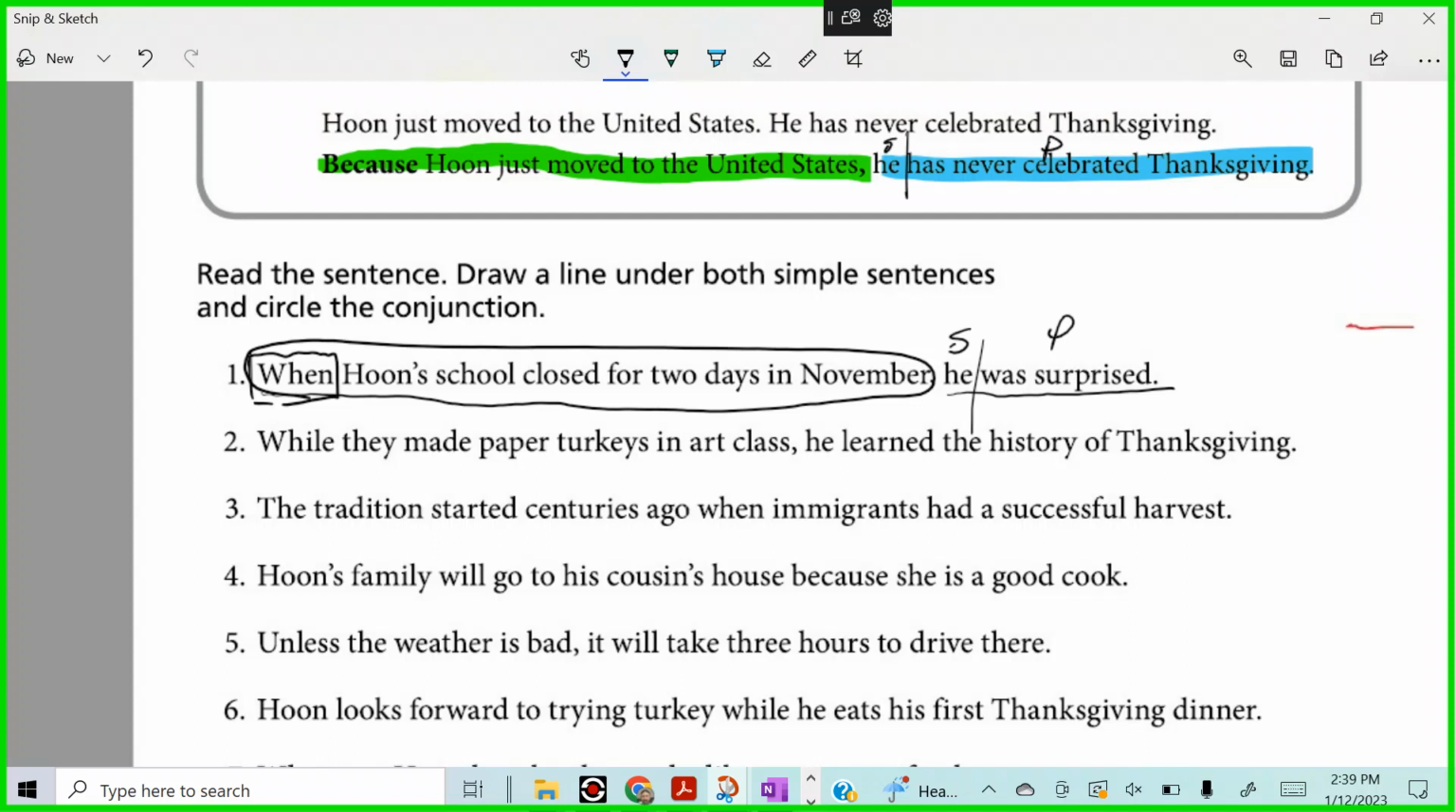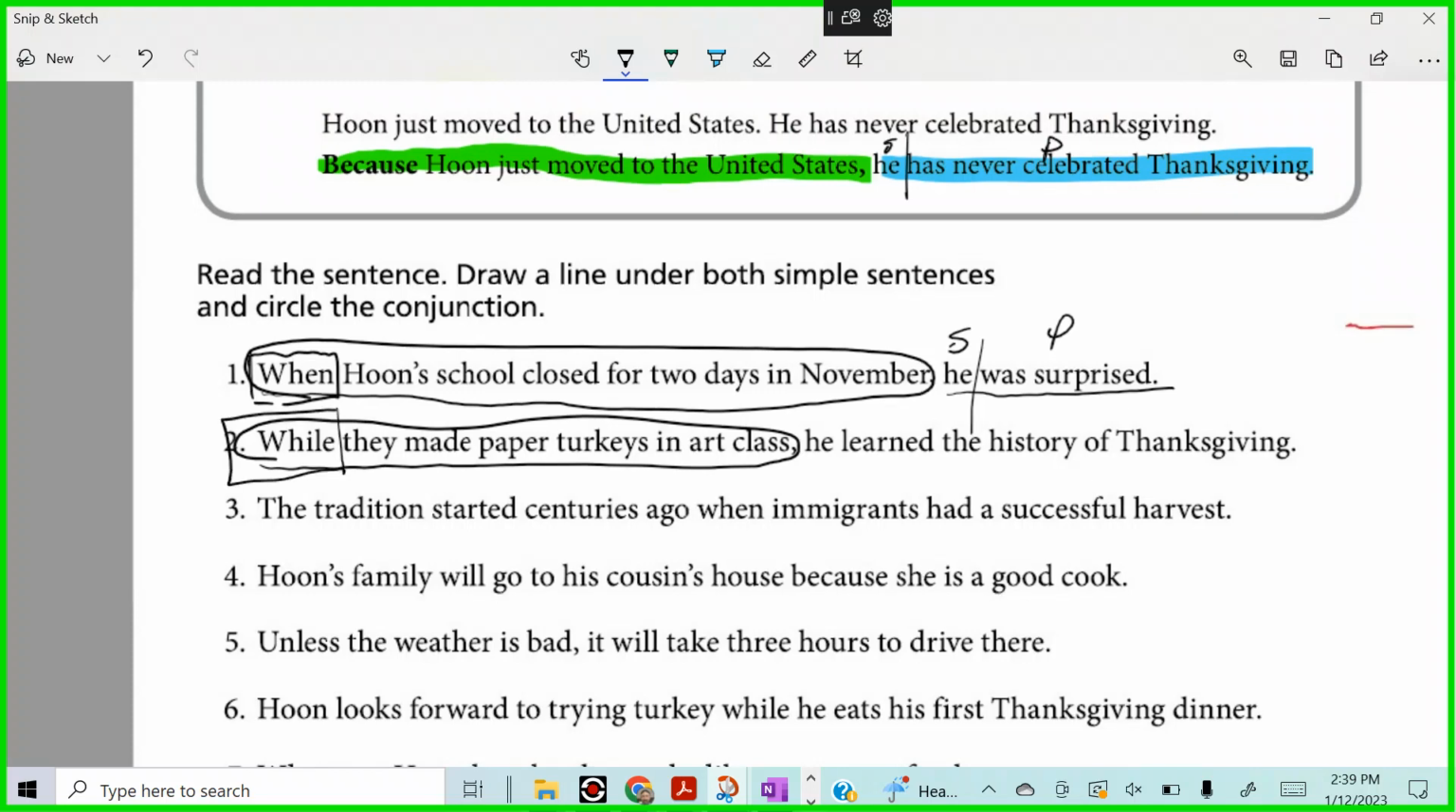Oh, yes. Wow, PJ. Here's what he did. He circled the dependent clause, and that is, while they made paper turkeys in art class. Can that stand alone? No, because it starts with a subordinating conjunction. All right, and then he underlined the independent clause, and he said, he is the subject, learned the history of Thanksgiving as the predicate.